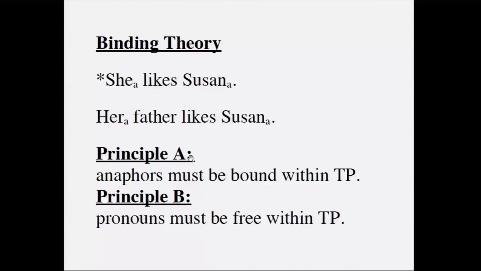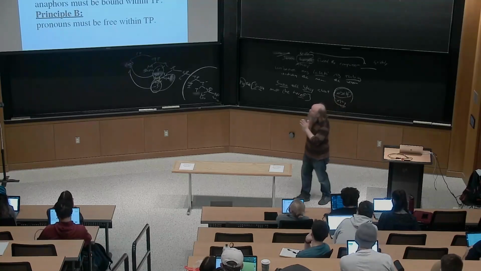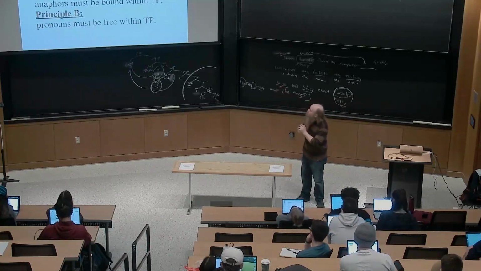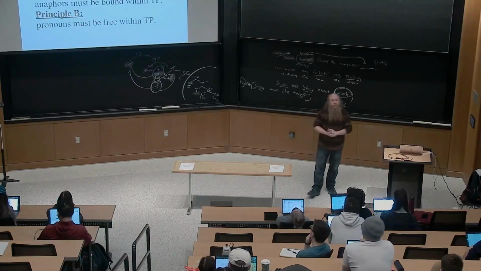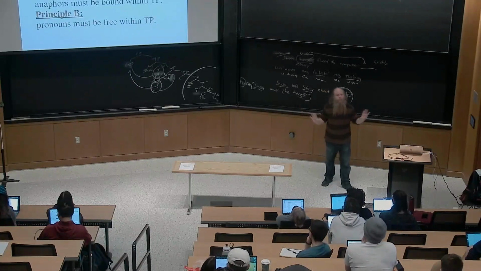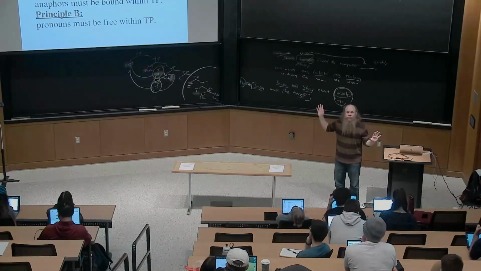Okay, where are we? Okay, yes. So we have principle A, we have principle B. Anaphors need to be bound within TP, pronouns have to be free within TP, and let's stick to English again. Now let's consider these sentences. She likes Susan, and her father likes Susan. With these subscripts and these grammaticality judgments, which I hope everybody agrees with. So she likes Susan, fine sentence, but she and Susan can't be the same person. Does either of our principles handle these facts?